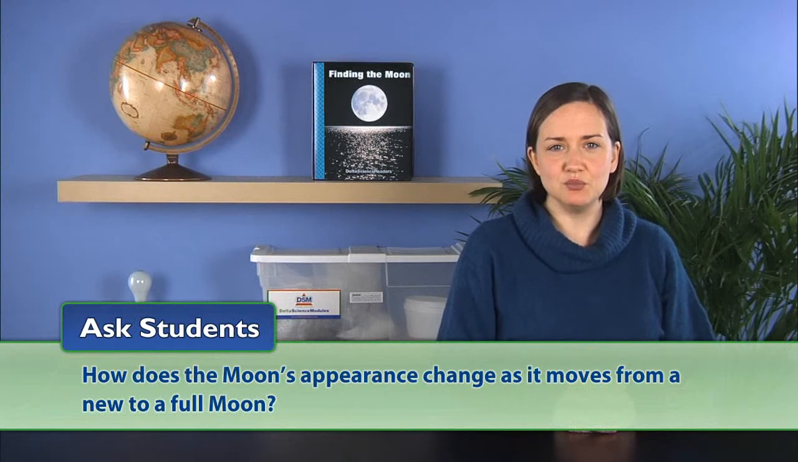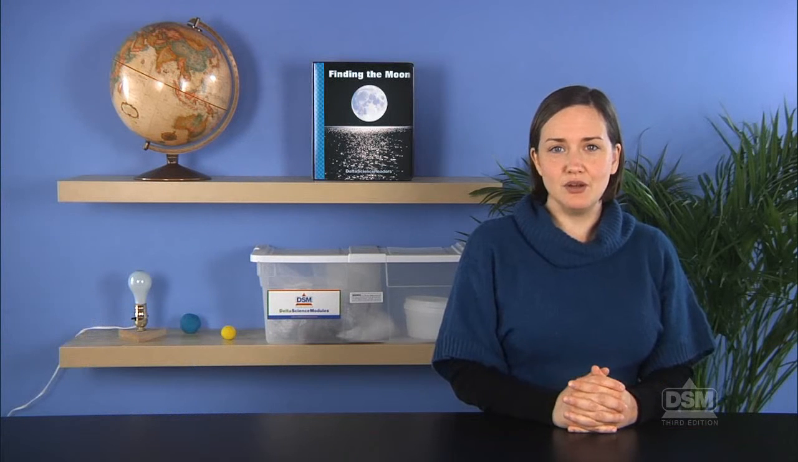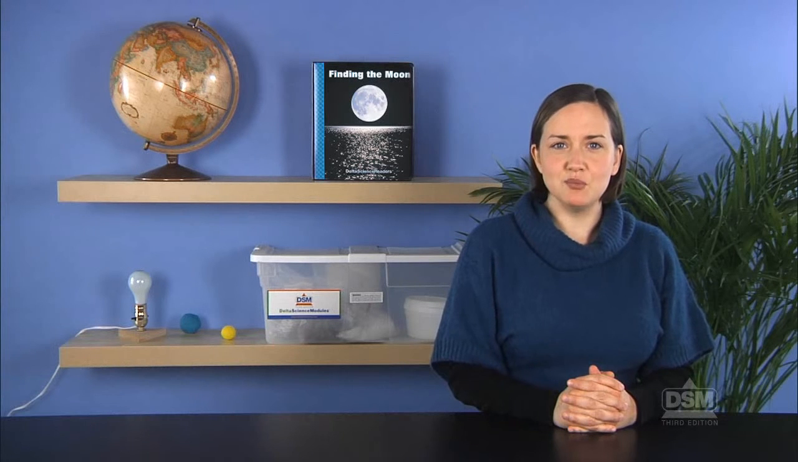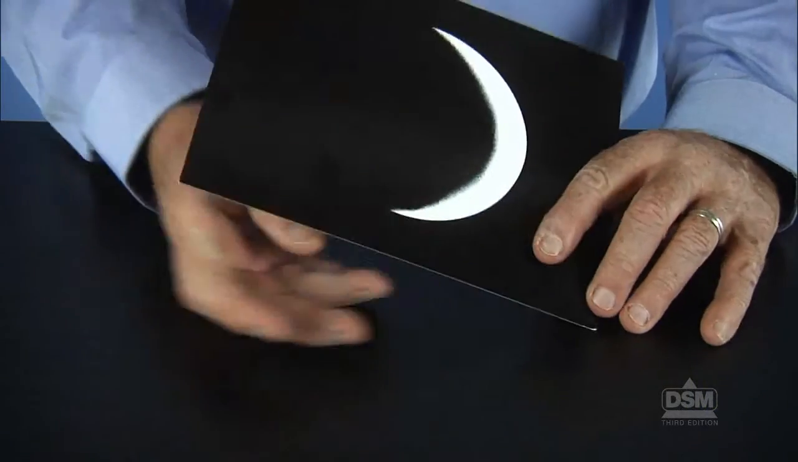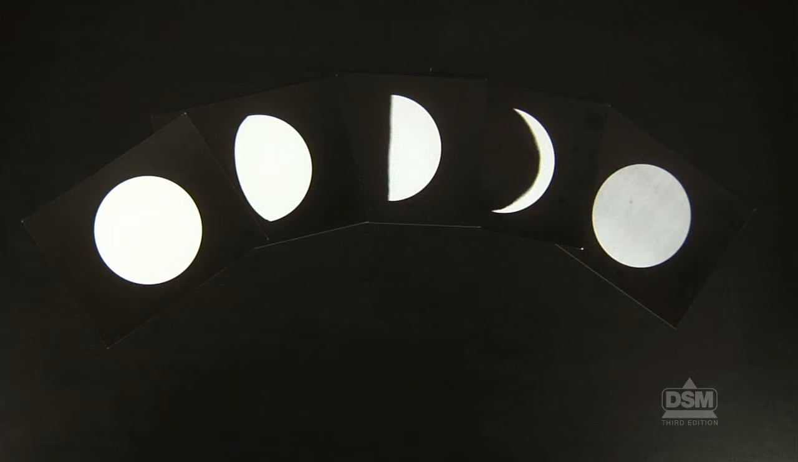Ask the class, how does the moon's appearance change as it moves from a new to a full moon? They should see that more and more of it is lit up. Then ask, what happens to the moon after it is full? Students should respond that the moon slowly becomes less and less lit up. They may have noticed that the shape of the waning moon is reversed in relation to the shape of the waxing moon. Have a student rearrange the moon phase cards so that they show the order of the phases from full back to new moon again.